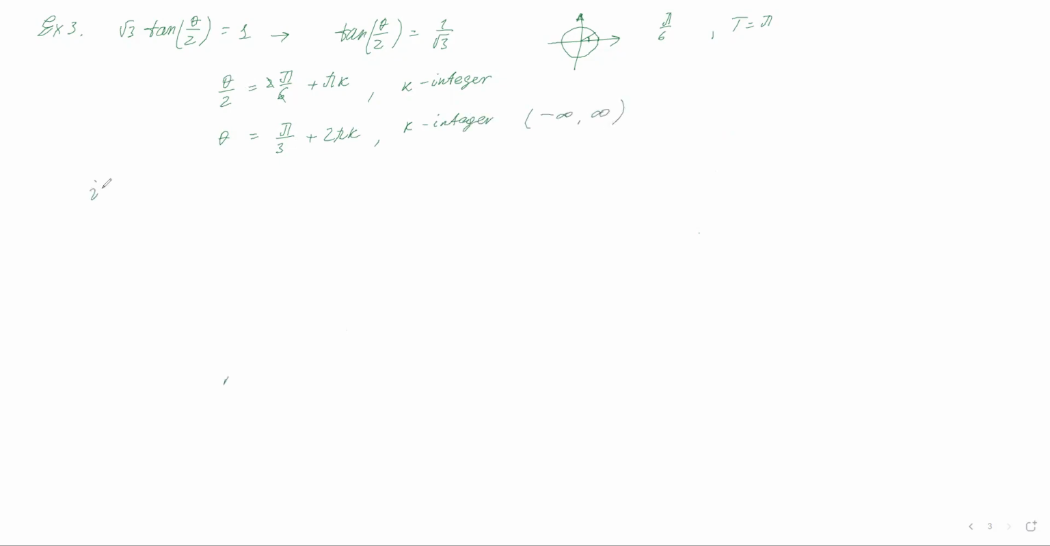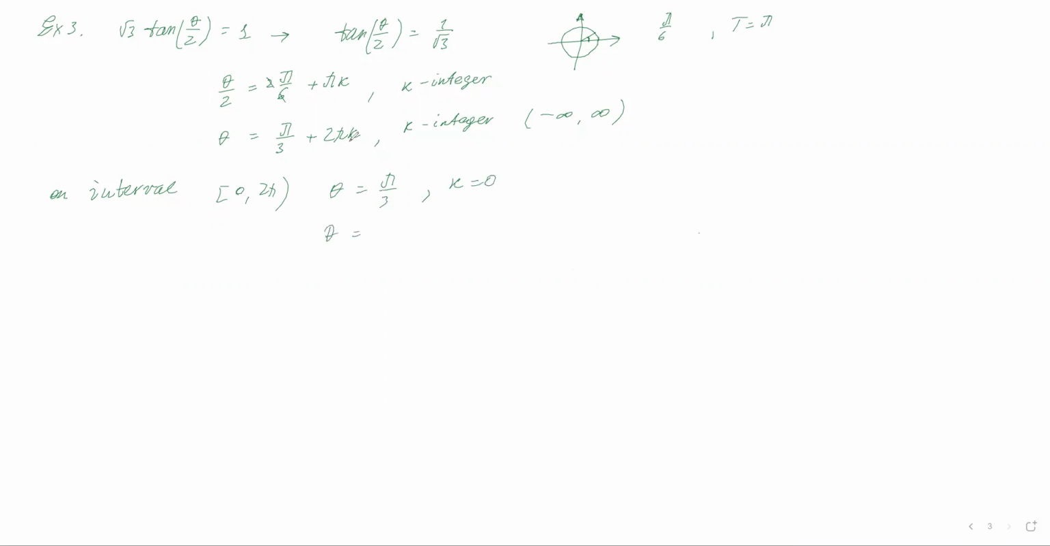If somebody is asking me to find solutions on the interval from 0 to 2 pi, how am I going to look for it? Well, I just need to find all possible values of theta which fit into this interval. Here it's going to be very easy. Theta is going to be pi over 3, and this is for k equals 0, right?